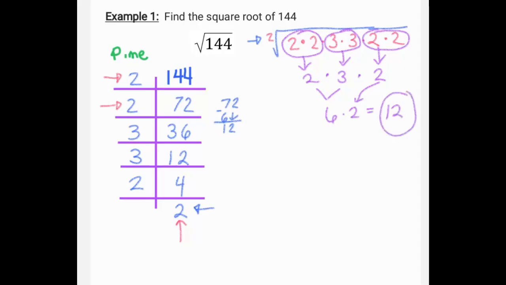Now to check your work, if you put the 12 back into the radicand, ask yourself, is 12 times 12 the same as 144? If it works, then you have the right number. If it doesn't work, that means your division ladder is incorrect. You would have to go back and try it again.